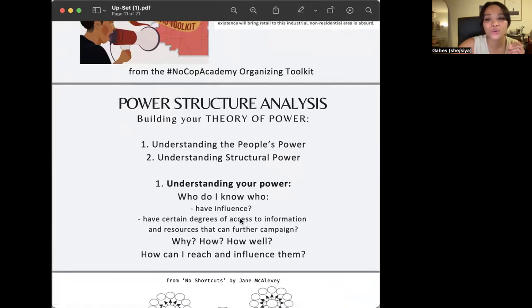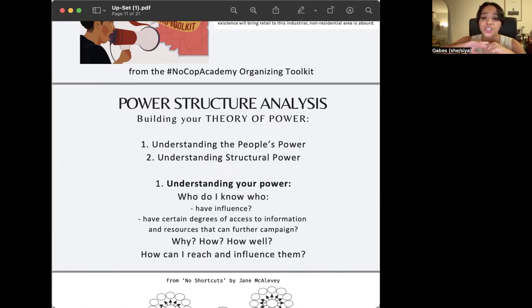Now we pay attention to power structure analysis. So in movement work, it's important to have a shared theory of power. This can be as simple as two parts. One is to understand people power, the people's power, your power. You are part of the people. And second is to understand structural or systemic power. So this is your target or your opponent's power.